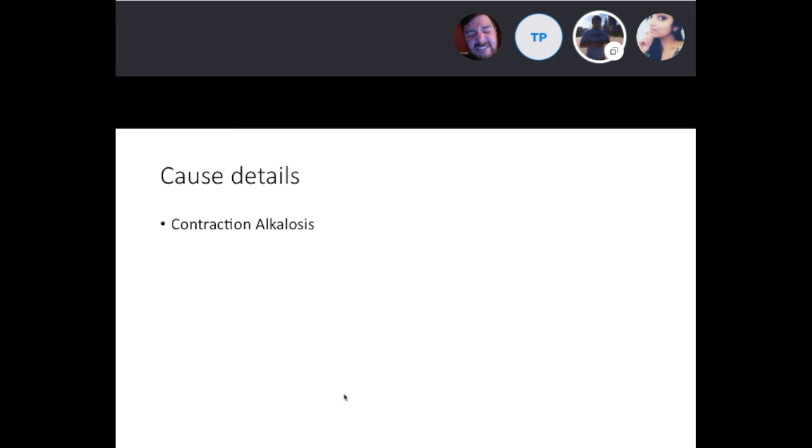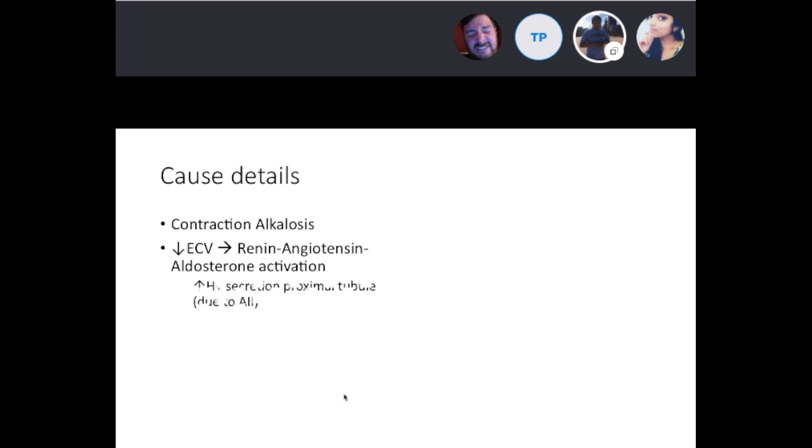So let's talk about the two that First Aid doesn't have, starting with contraction alkalosis. This is when you decrease the effective circulating volume, and that causes the renin-angiotensin-aldosterone system to be activated. What it does is it increases hydrogen secretion in the PCT due to angiotensin 2, and increases bicarb reabsorption in the PCT due to that increased hydrogen secretion. So we know that in the PCT, bicarb is converted to H2CO3, and then what enzyme converts it to CO2 plus water?